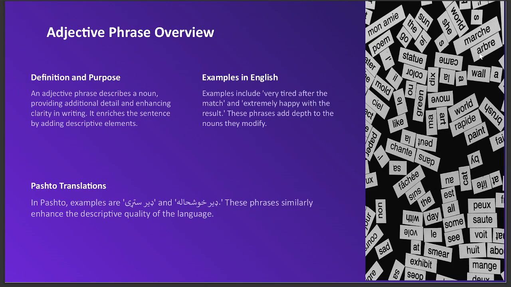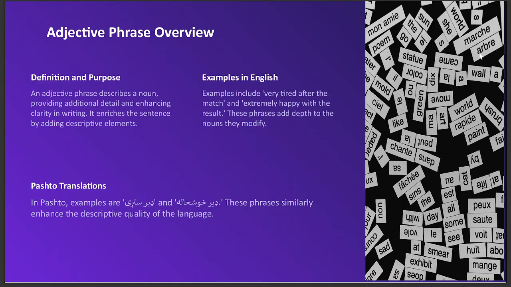Coming back to the adjective phrase in its overview, so its definition and purpose: an adjective phrase describes a noun, providing additional detail and enhancing clarity in writing. It enriches the sentence by adding descriptive elements. It's the beauty of the adjective that it brings such prettiness and, you can say, marvelousness in the phrase or in the clause or in other English grammar terms. Now it gives you detailed and additional information, enhancing clarity in the writing of sentences.